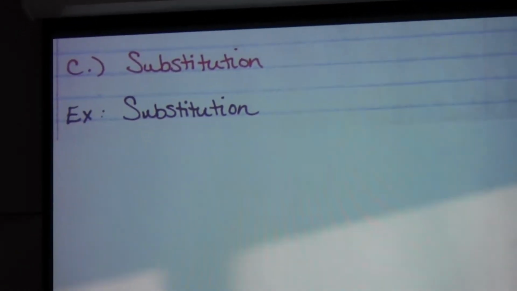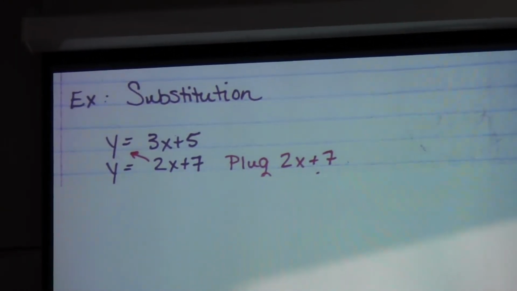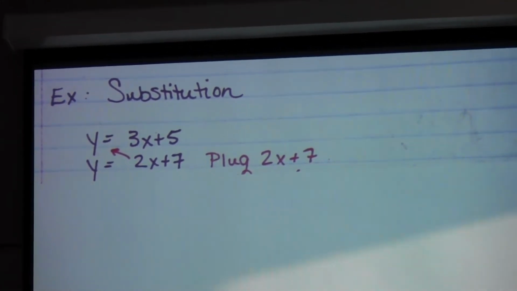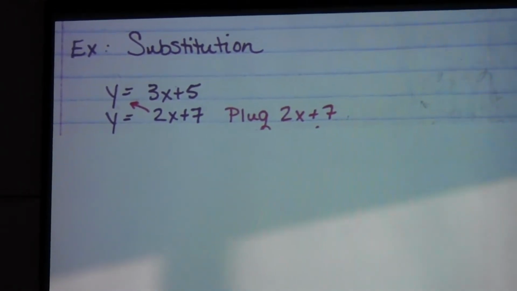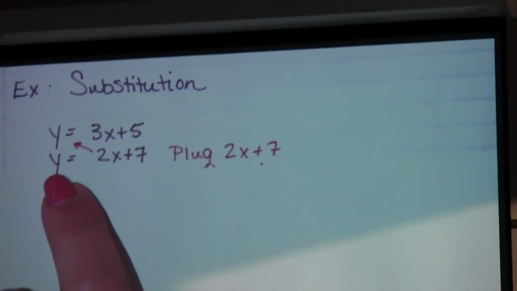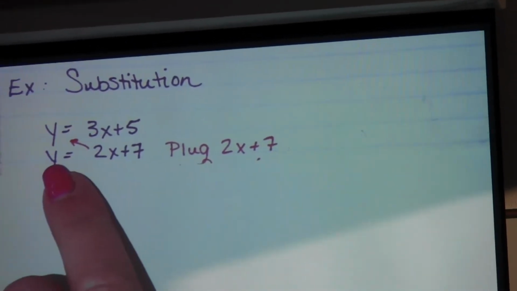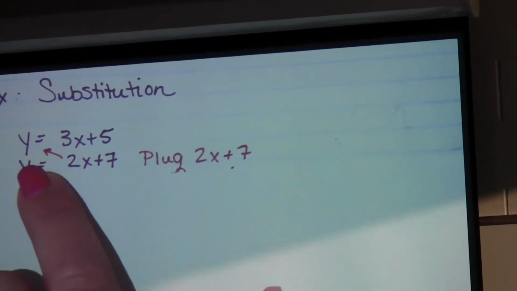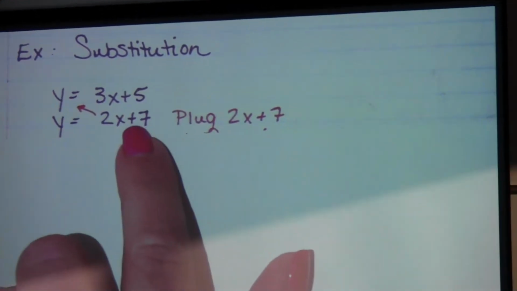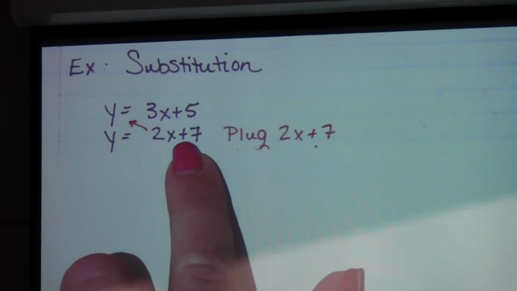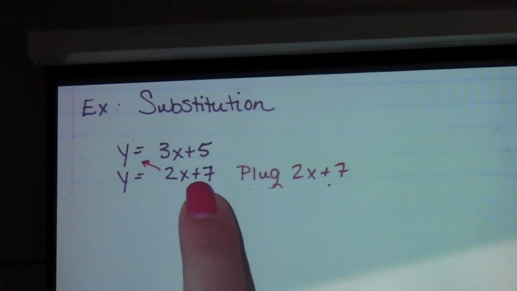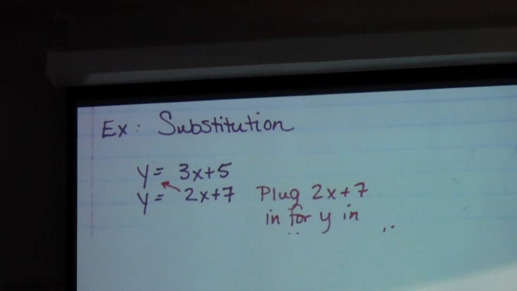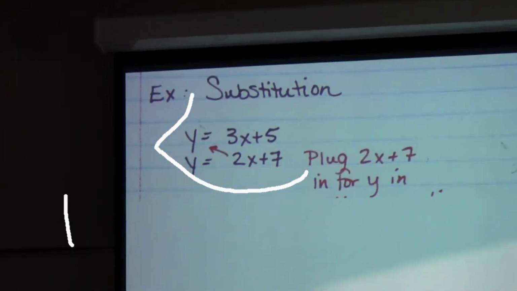When we solve by substitution, we're going to take our problems. So here were my two problems. 3x plus 5 and 2x plus 7. Substitution essentially means that I'm going to take something that it equals, and instead of putting y here, since I know y also equals 2x plus 7, I can substitute or exchange the 2x plus 7 in for that y. And I'm going to give you a second to write that down.